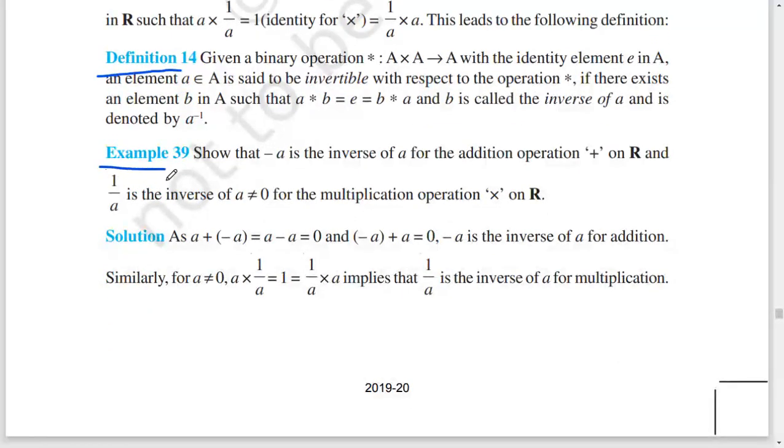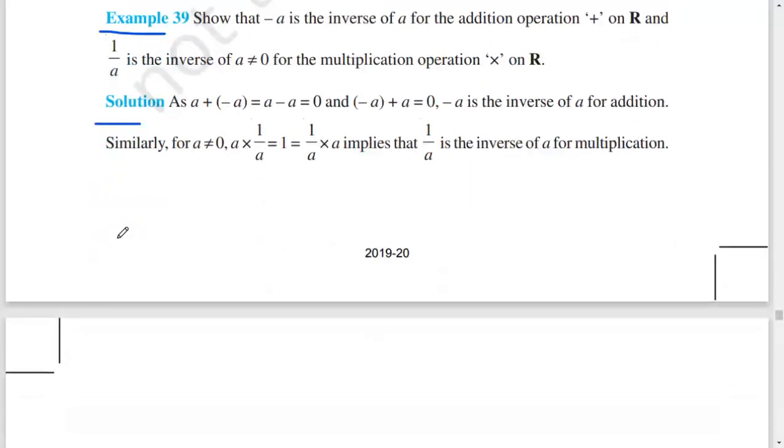Example 39. Show that −a is the inverse of a for the addition operation plus on R, and 1/a is the inverse of a not equal to 0 for the multiplication operation cross on R. Solution: as a + (−a) = a − a = 0 and (−a) + a = 0, −a is the inverse of a for addition. Similarly, for a not equal to 0, a × 1/a = 1 = 1/a × a implies that 1/a is the inverse of a for multiplication.